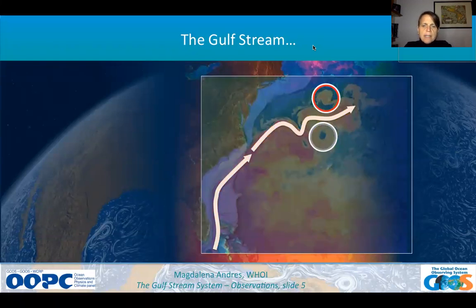Between Florida Straits and Cape Hatteras, the Gulf Stream flows along the edge of the continental shelf, along the continental slope. Beyond Cape Hatteras, the Gulf Stream detaches from the western boundary and flows as a free jet where large meander amplitudes sometimes form.